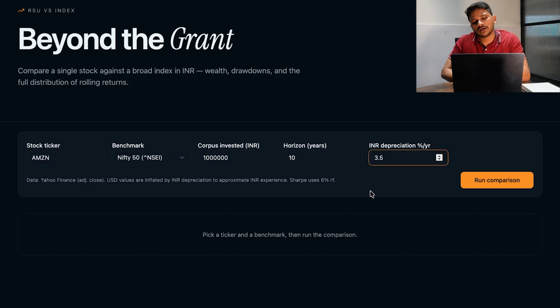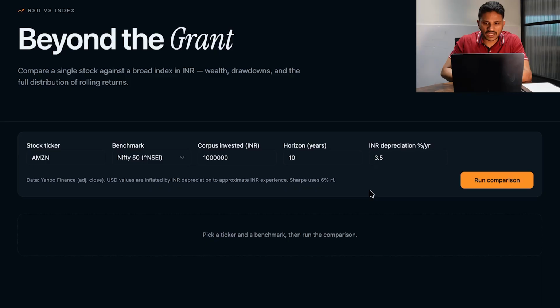Now we have bifurcated this tool into 2 parts. The first part will essentially look at the historical data. If we had invested in Amazon 10 years ago, what would the value look like? How would the experience be for an investor who has put their money into Amazon, versus how would the money look if they put it into a benchmark like Nifty 50? Now you simply click on run comparison.